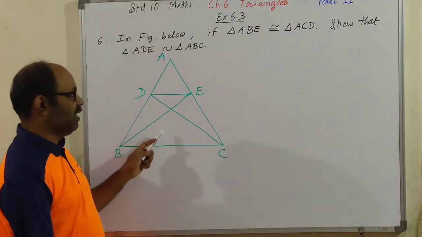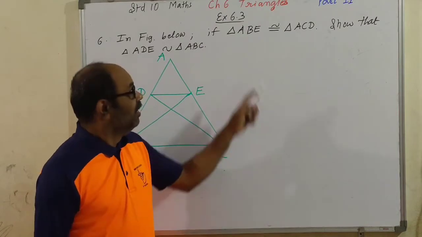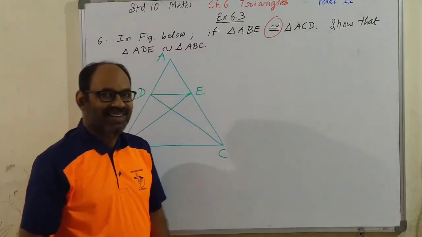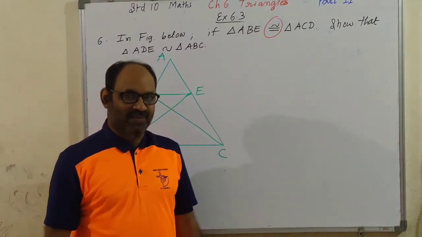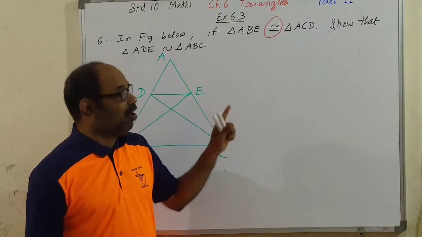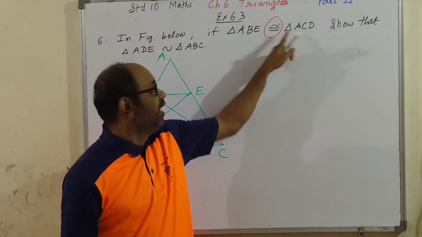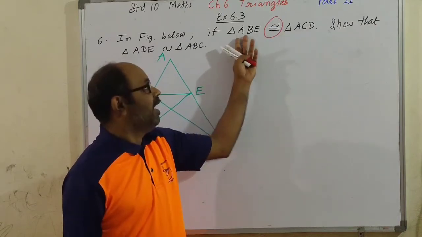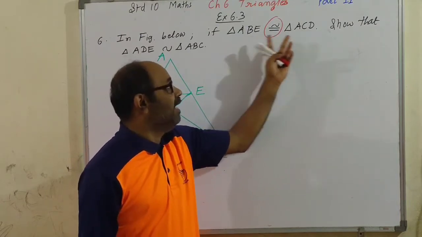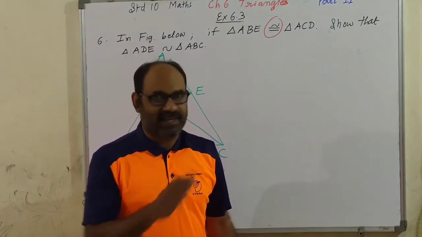In the figure below, yes, the figure is given to you. If triangle ABE is congruent. Children, what you learned in 9th standard. The first video, we did revision about congruency of triangles. Since these two triangles are congruent, you have angle A equal to angle A, angle B equal to angle C, and angle E equal to angle D. And AB is equal to AC. BE is equal to CD. And AE equal to AD. Corresponding sides as well as corresponding angles are equal.